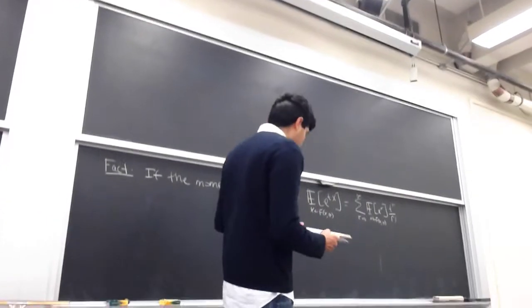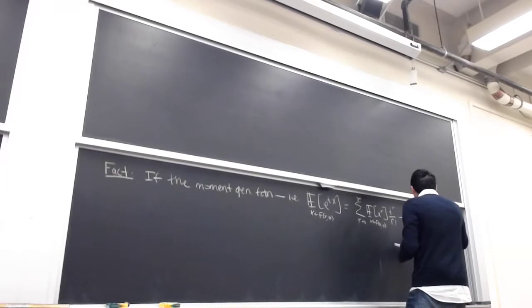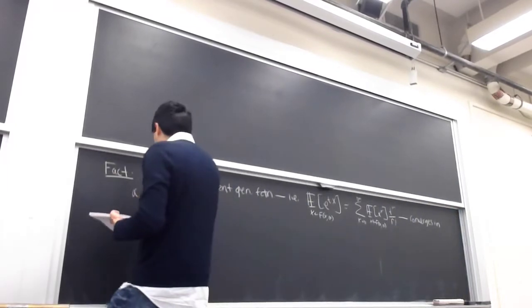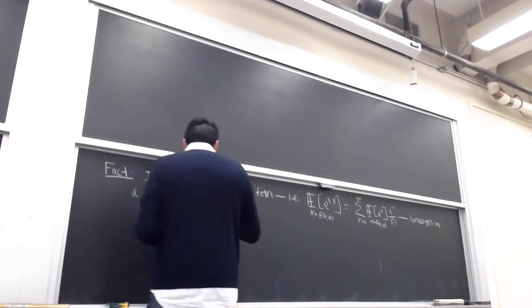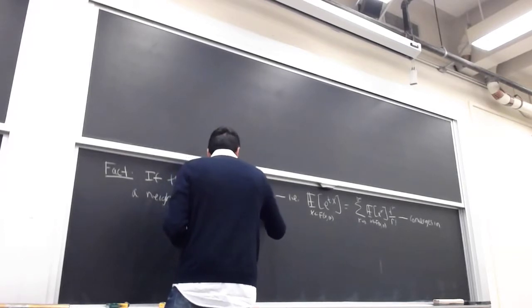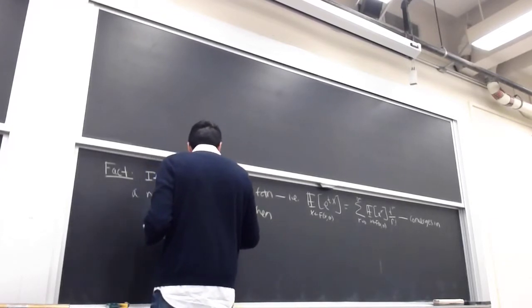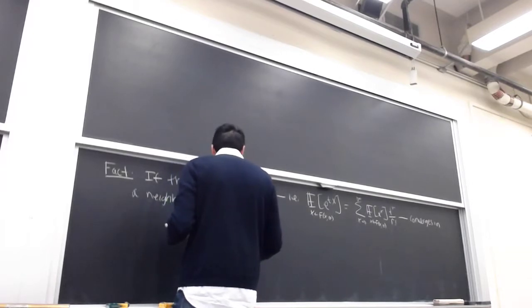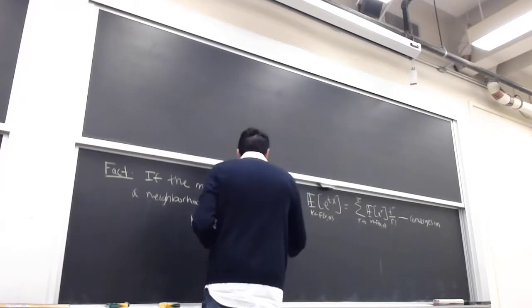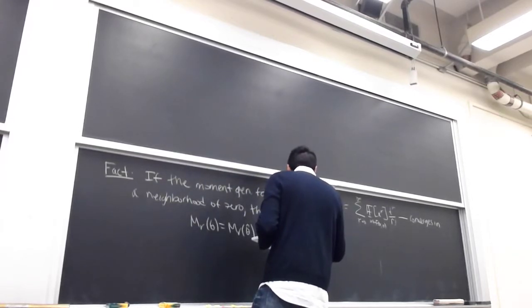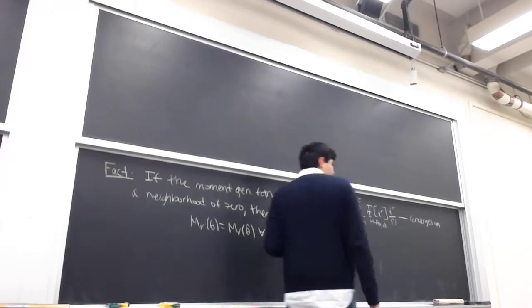But what I want to say is that if this moment generating function converges in a neighborhood of 0, then the basic fact that we're going to use is that if 2 settings of the parameters match for all r, so all of their rth moments are the same, that'll imply that f of x theta is the same thing as f of x theta hat.